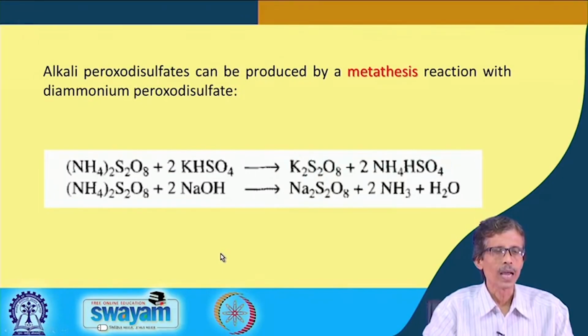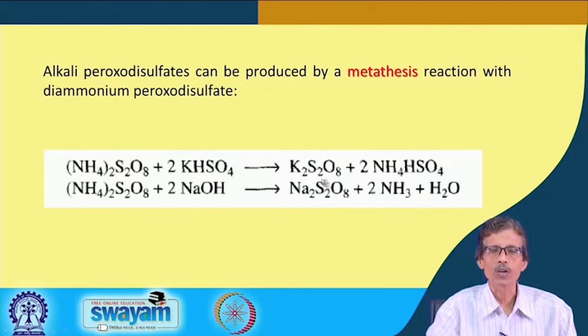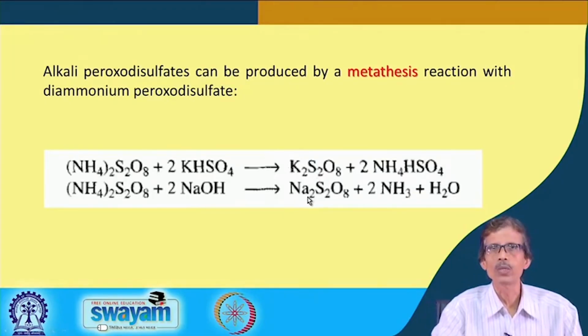So, from that ammonium peroxo disulfate, if we want to make the corresponding potassium and sodium salt, how can we do that? Because by making this from electrochemical oxidation, we have to go for the substitution of these ammonium ions by potassium ions, and ammonium ions again by sodium ions, for the production of potassium disulfate and sodium disulfate. For these reactions we simply go for wet chemical synthesis, and that particular reaction is known as the metathesis reaction.